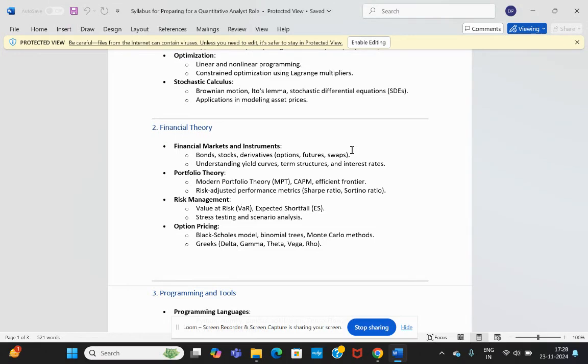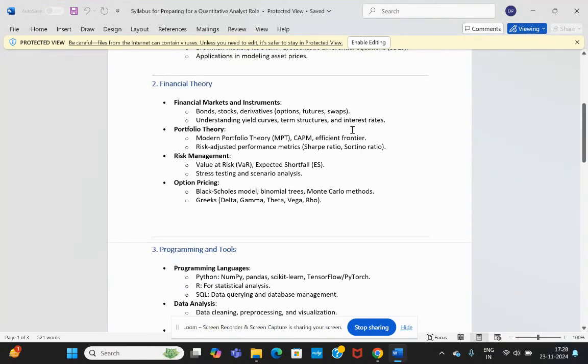options, futures, their key characteristics and terms, their products and features, and how the quant analyst should use these things. What the roles of the quant analyst are in the stock, bond, and derivative markets, and their mathematical concepts. Then we will understand in detail the yield curve, term structure, and interest rates, and how they are used in the quantitative analysis field.